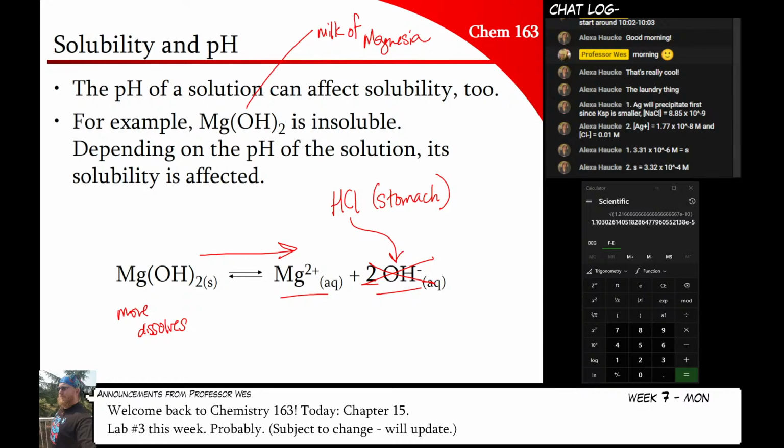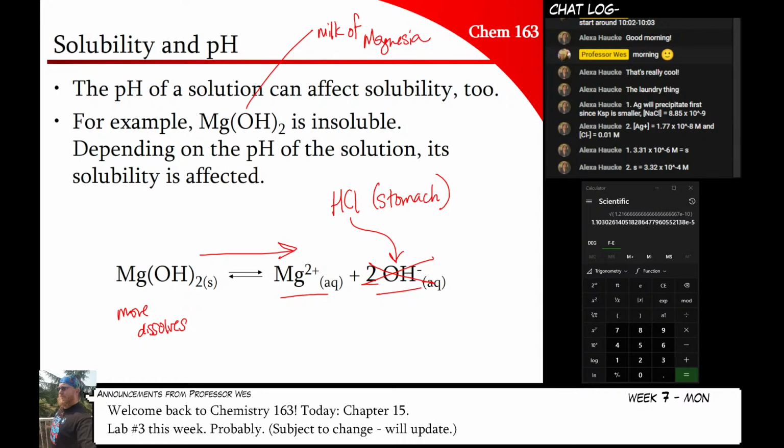So we can tinker with an equilibrium by not just salting out stuff by adding in an ion that already exists from our dissociation of our insoluble compound, but we can also react with the stuff that dissolves. And if we remove that from the solution, then we're going to encourage further reaction.